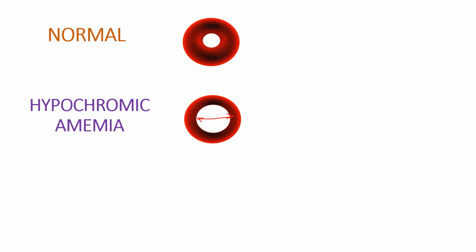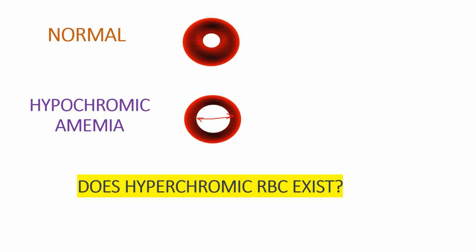Now what do you think? Do you think there will be a hyperchromic RBC? Think about this. Because does RBC have a nucleus? Does RBC have a mitochondria? The answer is no. And the reason is RBC has removed the nucleus and mitochondria to have more space to fill as much hemoglobin as possible. So already at its normal state, hemoglobin in the RBC is at its maximum density.